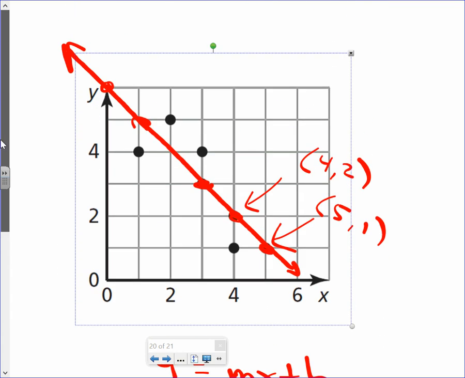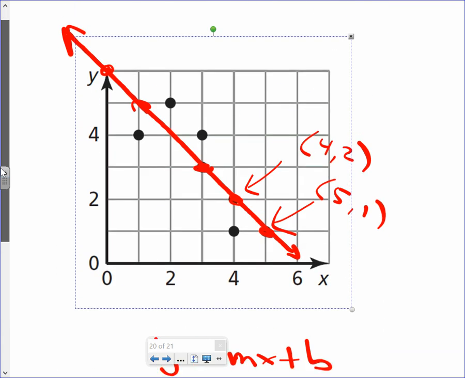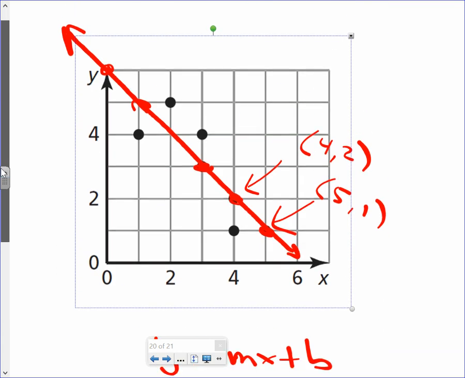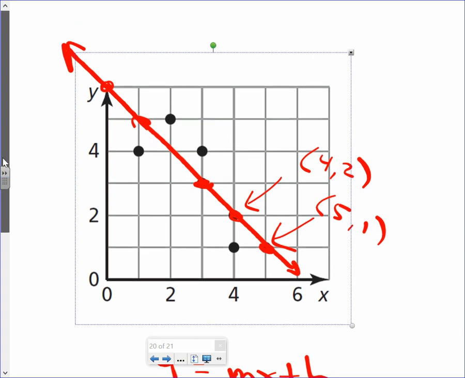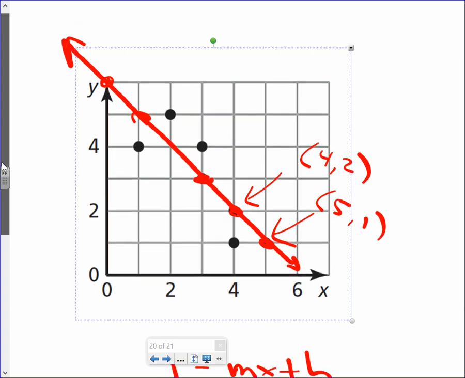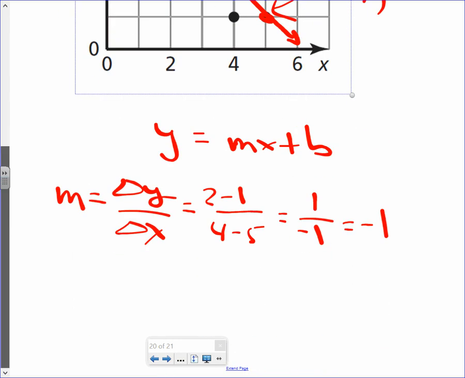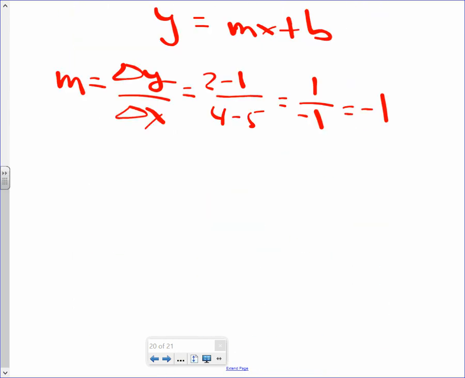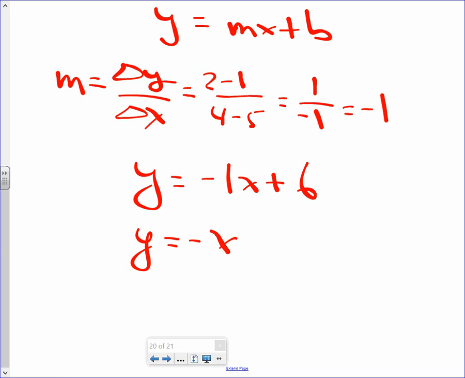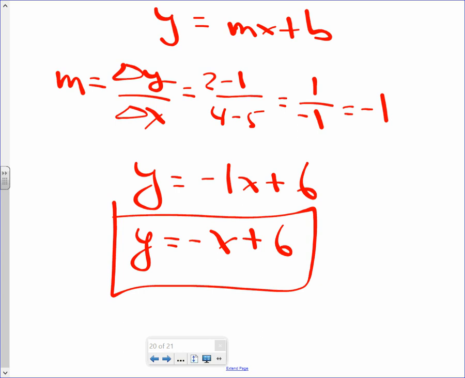Y-intercept. Gomez in the back. What's my y-intercept? You're killing me. Brian Gomez. 6, huh? Here's your y-intercept at 6. Crosses the y-axis at 6. We're ready to rock and roll. Y is negative 1x plus 6, but making it more professional. This is why Mungia wears a tie. Negative x plus 6. If we're professionals.